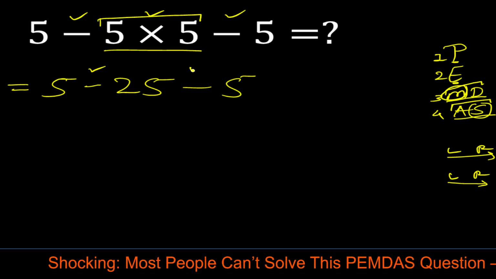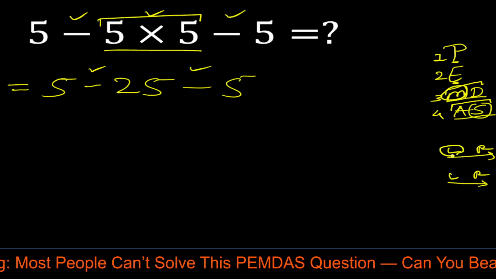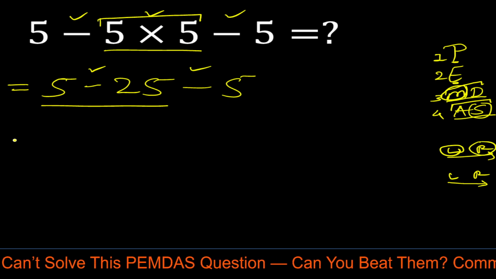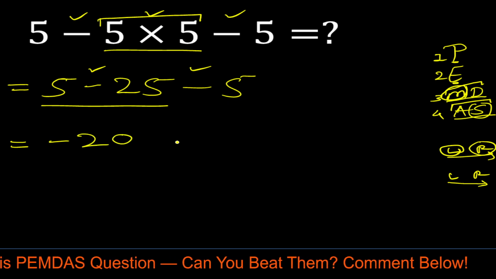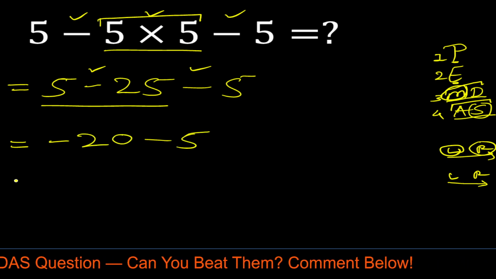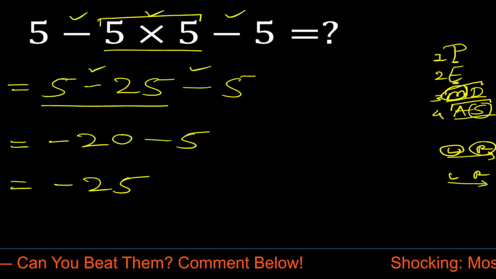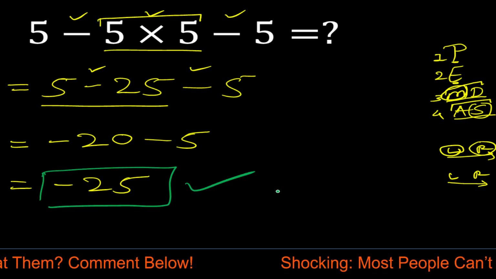Now here we have subtraction and here subtraction, and both have equal priority, so we have to solve it from left to right. So first we have to solve this subtraction. So 5 minus 25 is equal to minus 20 minus 5. So minus 20 minus 5 is equal to minus 25, right? So the correct answer is minus 25.